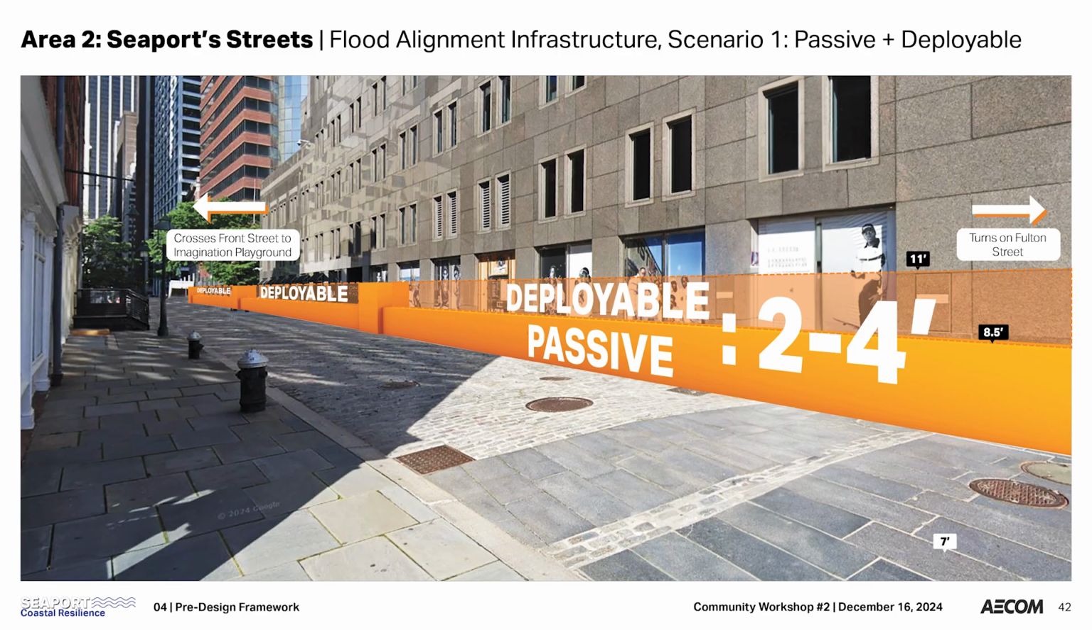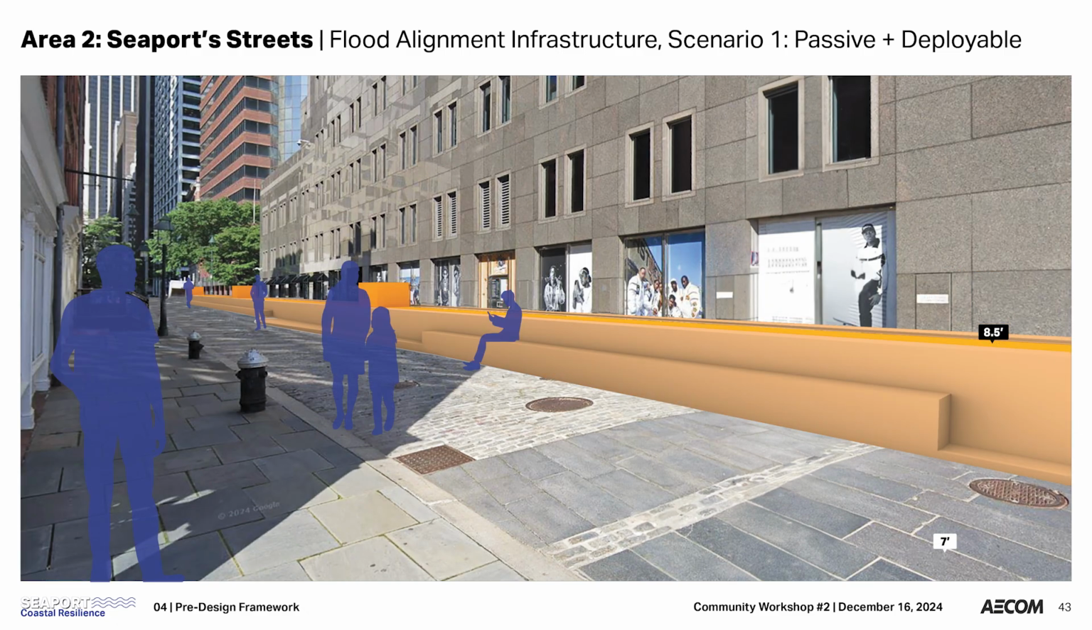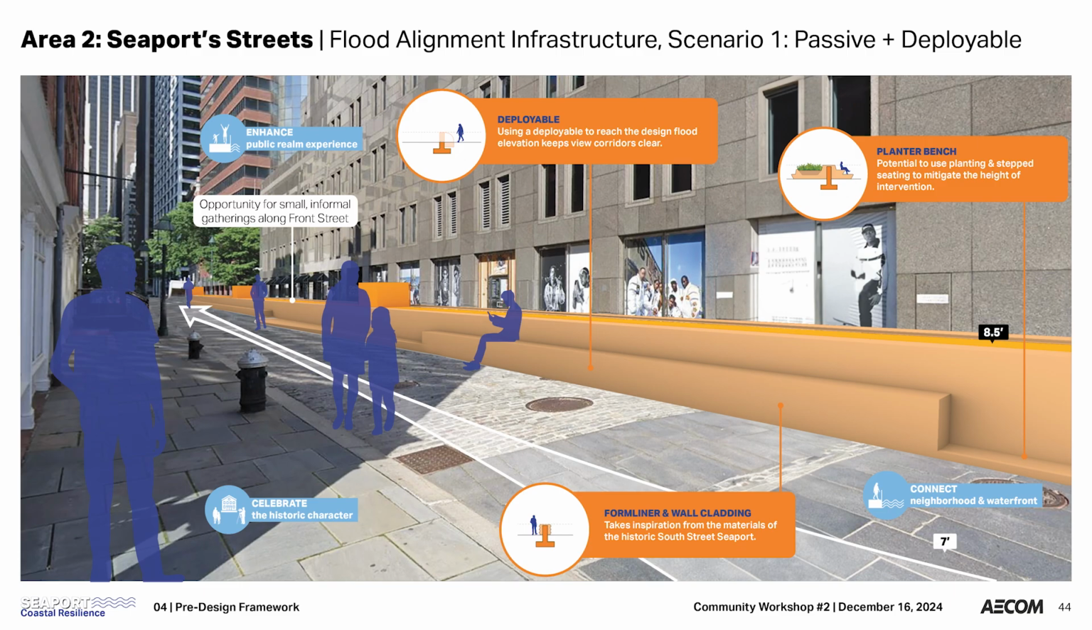So if you go to the next slide, what could happen here? This is what we're calling the pre-designed framework. We're just looking at widths, heights, and opportunities. And then what we're doing, thank you, you're doing really well, by the way, thank you.